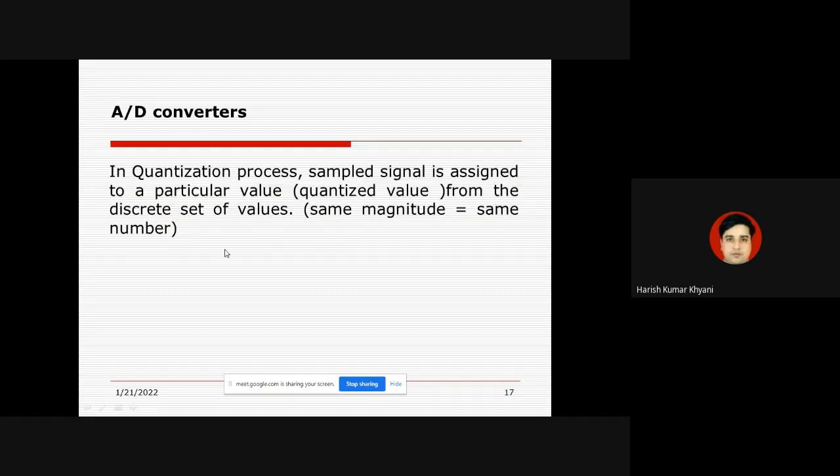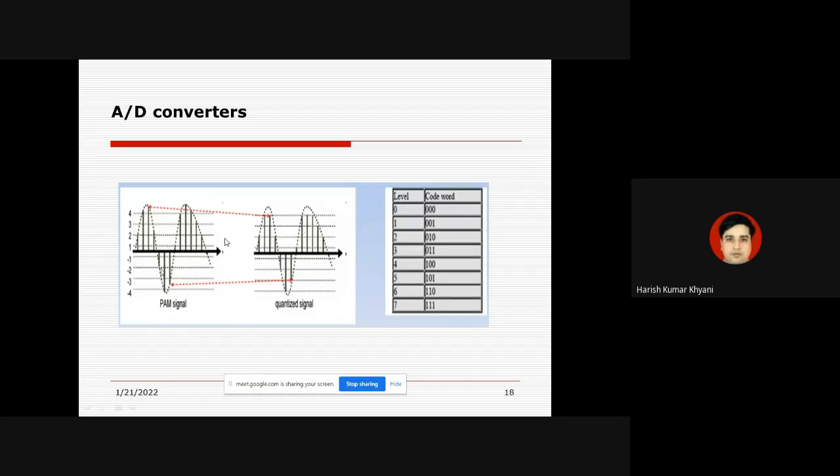Now come to the quantization process. In the quantization process, the sampled signal is assigned a particular value, and this value is known as the quantized value, right? From a discrete set of values, discrete set means it may be 0, 1, 2, 3, 4, etc. And one important thing is that the same magnitude is assigned the same number. So let us try to understand what we are going to say.